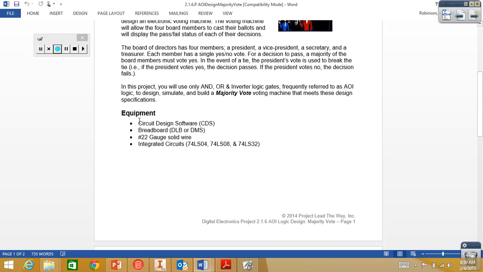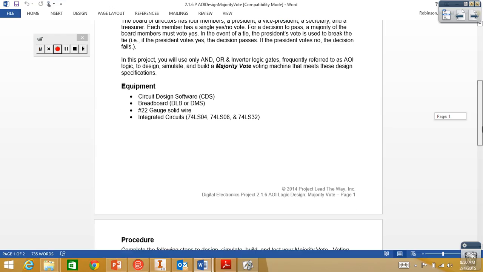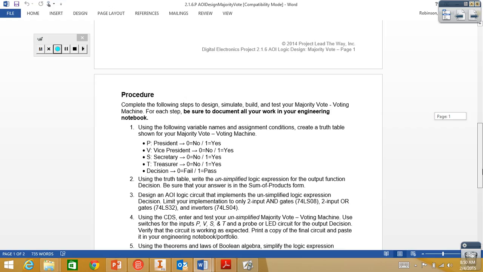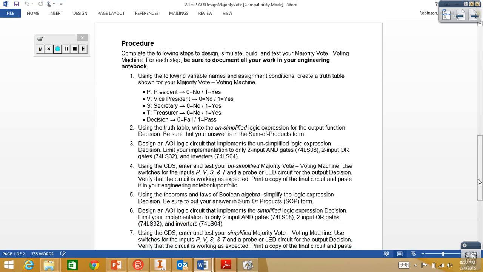You're going to use circuit design software, or Multisim. You're going to use a digital logic board or breadboard, 22 gauge wire. You're going to need a 74LS04, 74LS08, and 74LS32. You're going to complete the steps to design, simulate, build, and test a majority vote machine, and you're going to document your work in your engineering notebook.